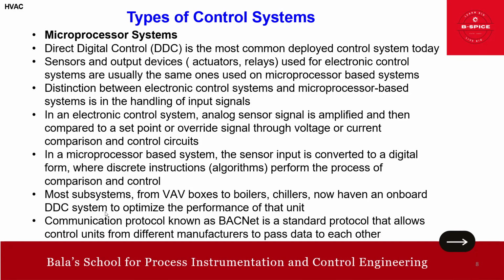So communication protocol known as BACnet is a standard protocol that allows controller units from different manufacturer to pass data to each other. So you may have a query on this here, right? What is BACnet? Yes. So BACnet is nothing but Building Automation Control Network. So it's a communication protocol specifically designed for building automation. It's widely used in HVAC system because of its ability to integrate seamlessly with various HVAC equipment like chillers, boilers, air handlers, and variable air volume system. That's what I mentioned, right?